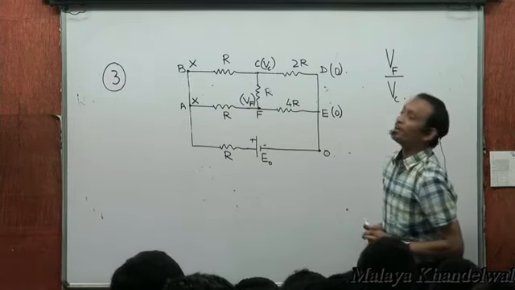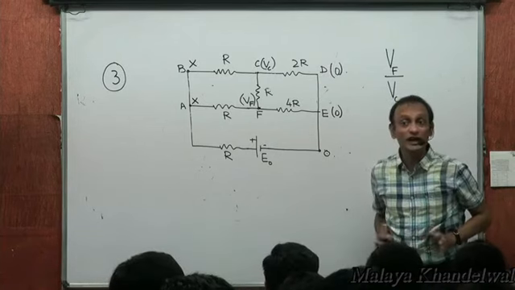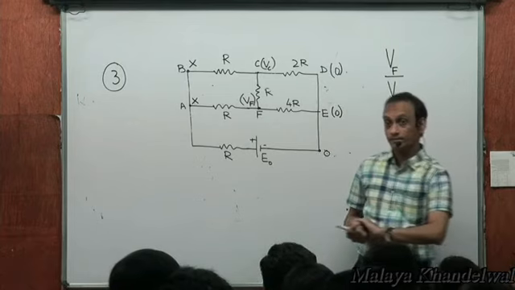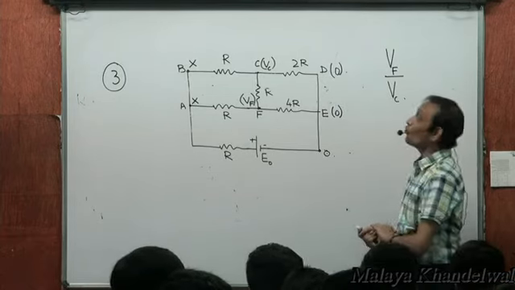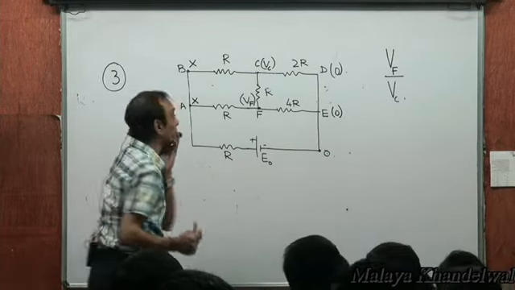I need to find VF by VC, the exact number. The direction of the current, yes, we could find from those considerations which we discussed. But now, what is VF by VC? That's the next thing to take care of.